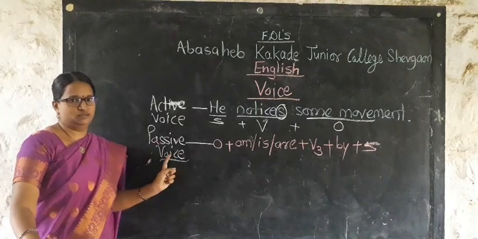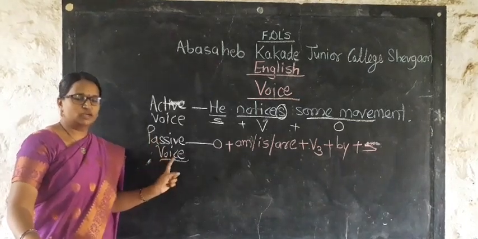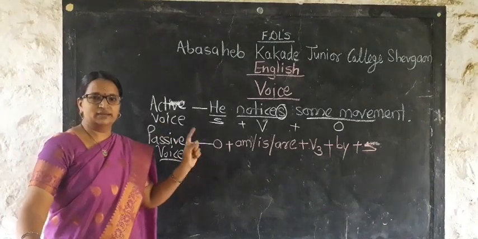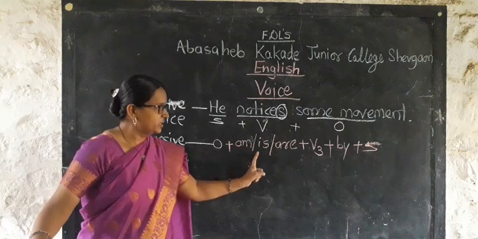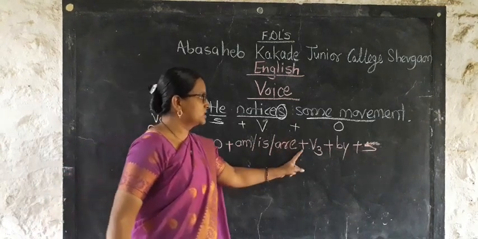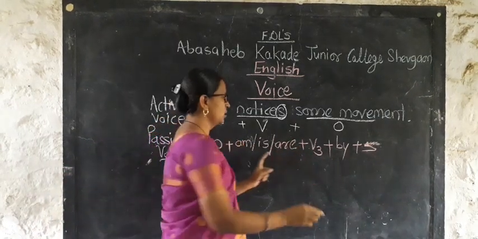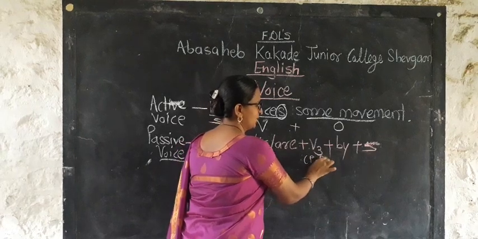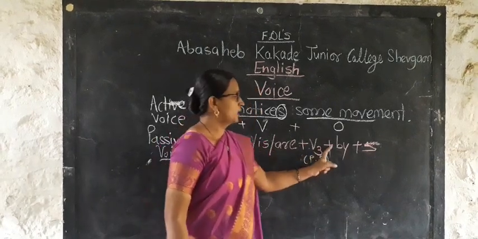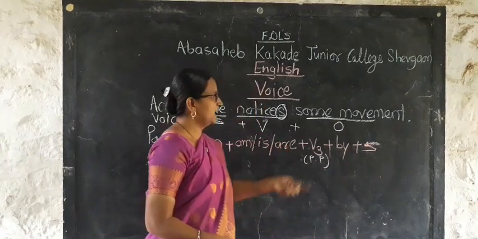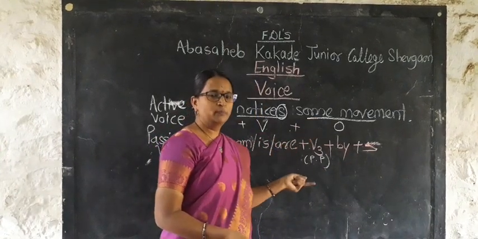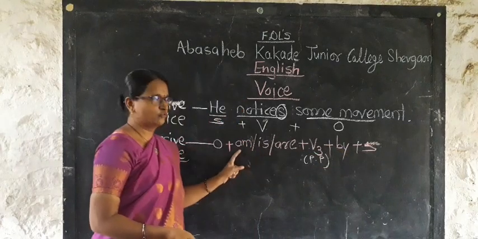passive voice, structure of passive voice of simple present tense. Once again, object plus am, is or are plus V3, or we can call it as past participle also, plus by plus subject. Okay, now we have to turn this active into passive, and structure is in front of us.